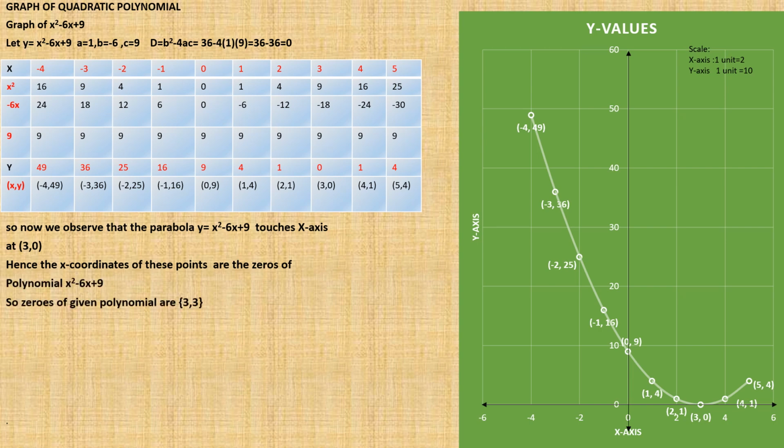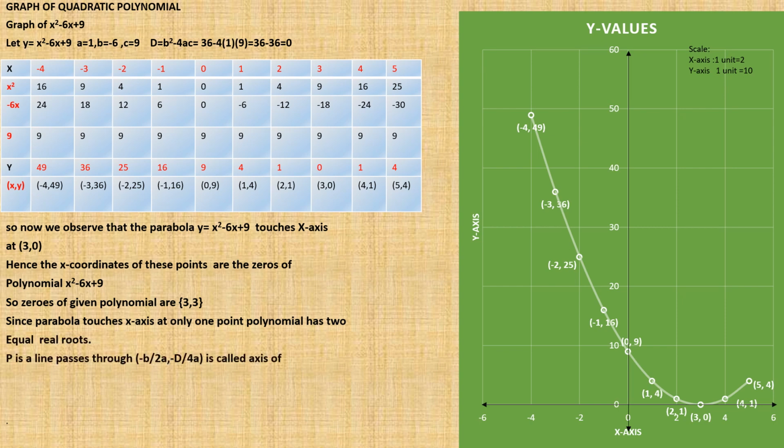So what are the zeros here? 3 comma 3, only equal roots, since it touches at only one point. So it has two equal roots. Similarly, if I go with the line which passes through the vertex, remember carefully, in equal roots, the point which intersects the x-axis will be the vertex of the parabola. So 3 comma 0 is the vertex of the parabola. If you draw a line through that vertex, that is nothing but the axis of that parabola.